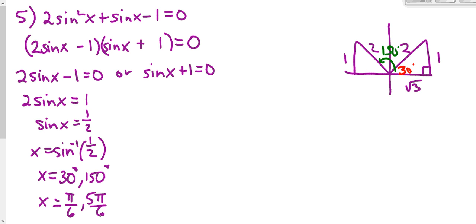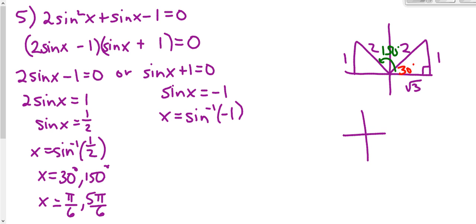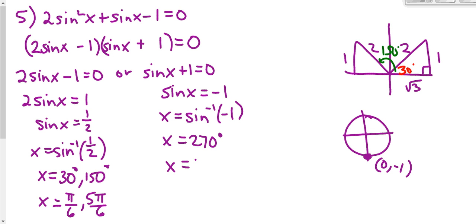And don't forget, we still have the second equation. So we have sine of x plus 1 equals 0. Subtract 1 from both sides and take the inverse sine. X equals inverse sine of negative 1. And that's going to be quadrantal. Picture your unit circle. You're down here at the point 0, negative 1. And the sine of 270 degrees is negative 1. So x is 270. Convert that to radians, and we have 3 pi over 2. So we have 3 answers. We have pi over 6, 5 pi over 6, and 3 pi over 2.